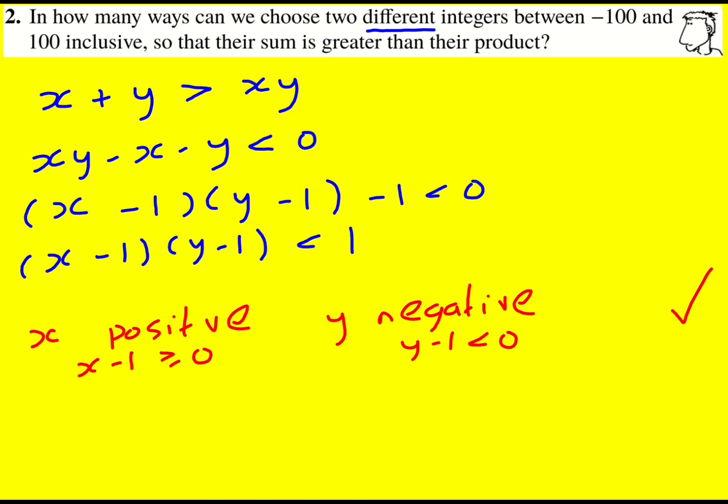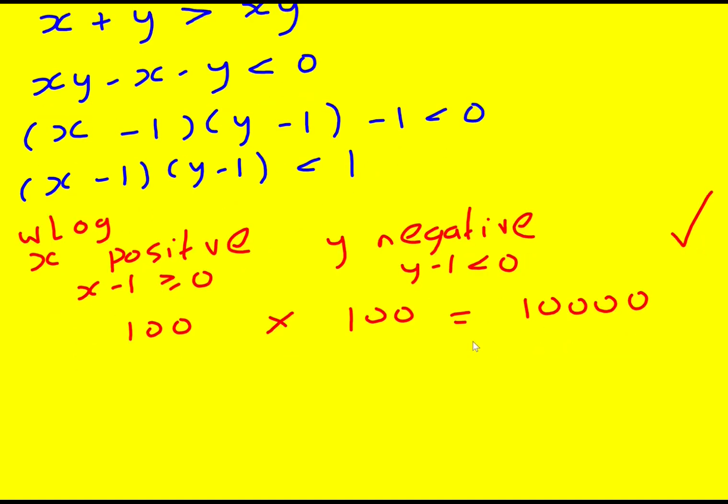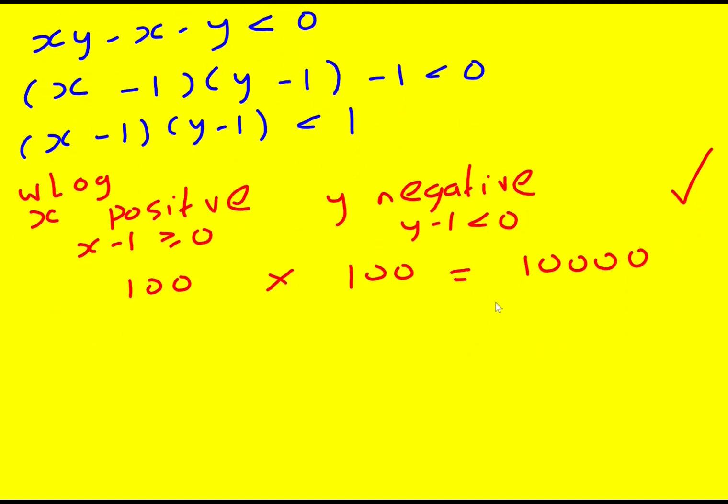So we can say without loss of generality, we can consider this situation. And there are 100 positive numbers from 1 to 100, and there's 100 negative numbers from minus 1 to minus 100. So we're going to get 10,000 pairings this way. Okay, let's look at some other situations.